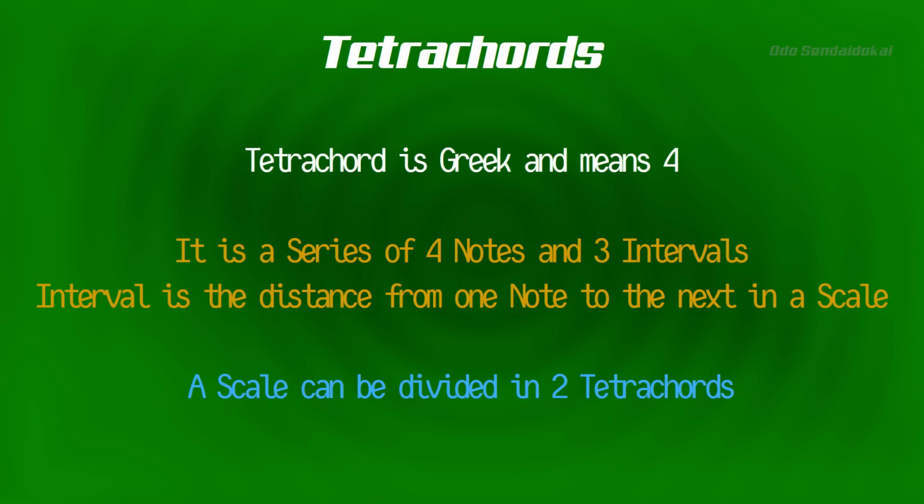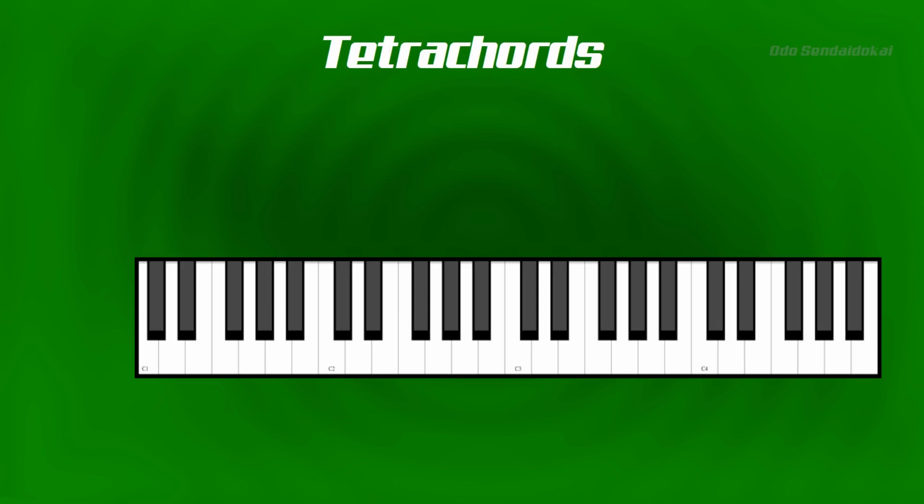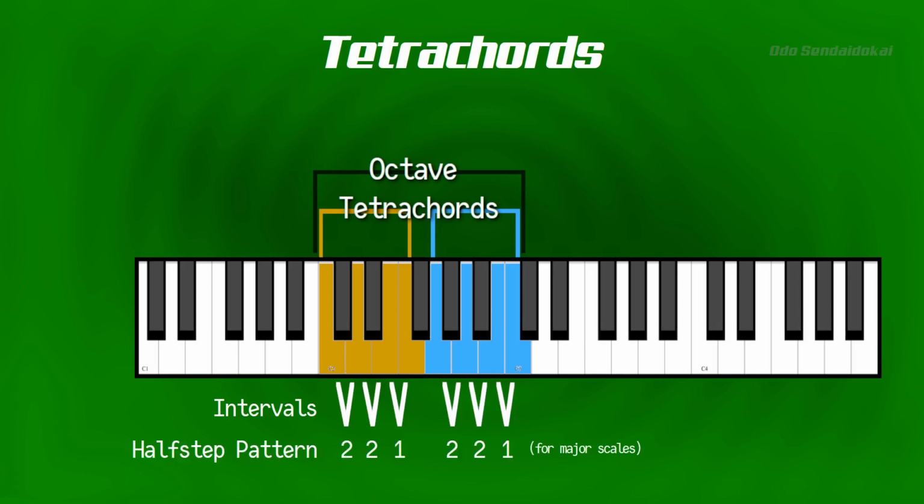Tetra in this case is Greek and means 4. It is a series of 4 notes separated by 3 intervals. 3 because you don't count the starting note, your bass note. Starting with the first note C, then to D, to E, to F, 3 intervals, and starting from the 5th note, G, then to A, to B, to C. Again, 3 intervals. So every block of 4 continuous notes in your scale is a tetrachord, and 2 tetrachords are your enhanced octave.